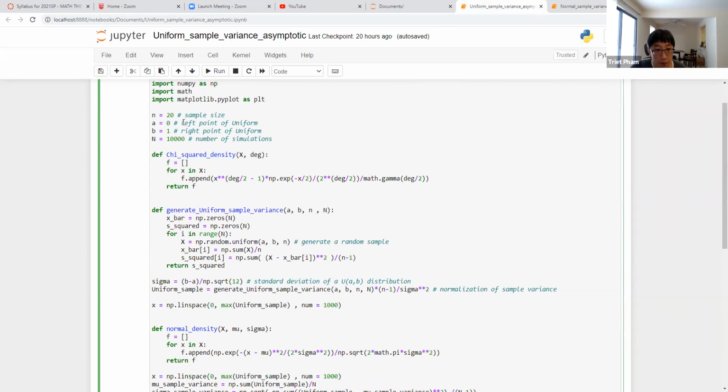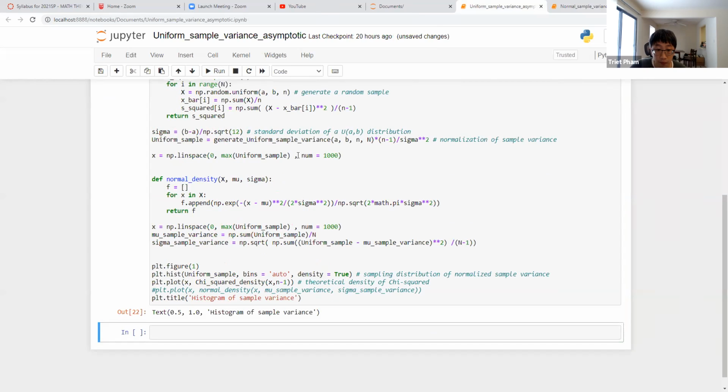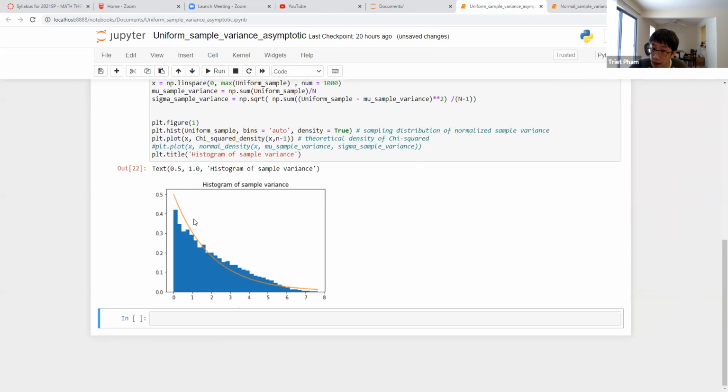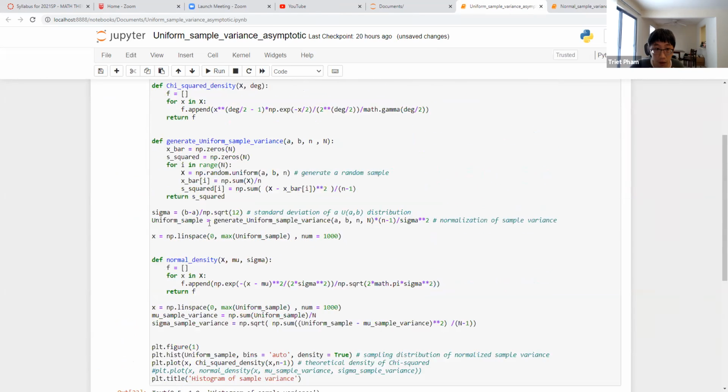All right, so first let me show you when n equals 3. You see how the chi-square curve, which is the same curve as before, and the histogram don't fit. Why? Because the uniform sample variance does not have a normal distribution, does not have a chi-square distribution.